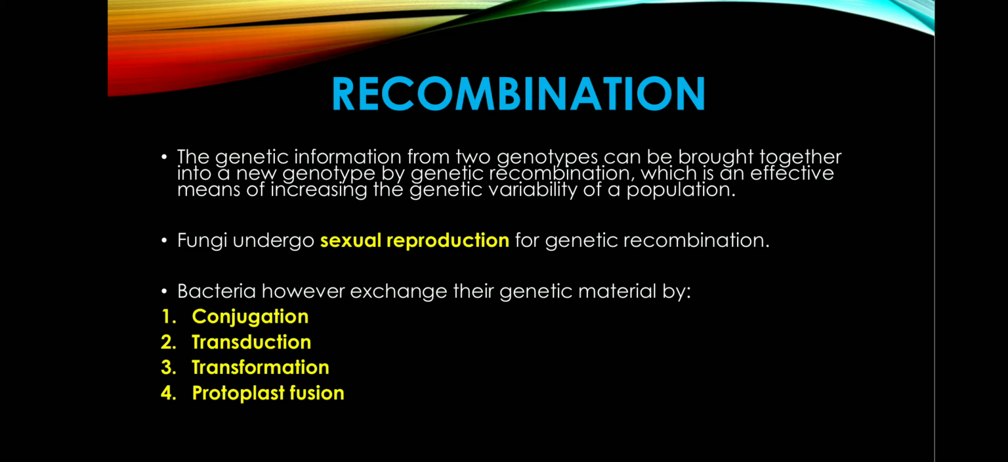So bacteria will undergo conjugation, transduction, and transformation, wherein their genetic variability can be increased, though they do not go for sexual reproduction. Apart from that, there are other techniques wherein we can do recombination, and that is called protoplast fusion. Fungi undergo sexual reproduction. So during their sexual reproduction, the two strains of fungi, that is the plus strain and minus strain of fungi, will fuse with each other. During their sexual reproduction, or when they undergo meiosis, the genes will get modified and exchanged. So fungi undergo sexual reproduction for genetic recombination.